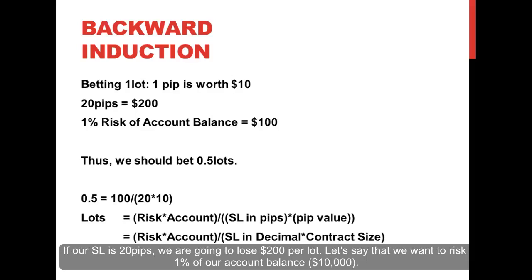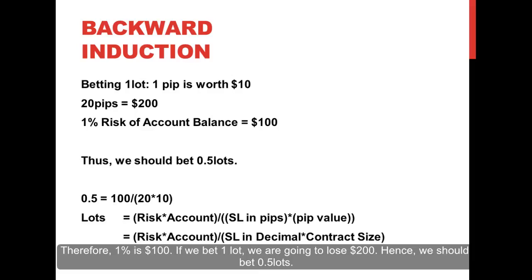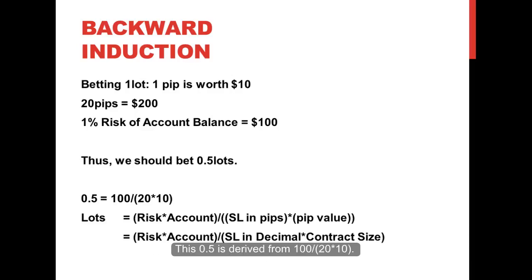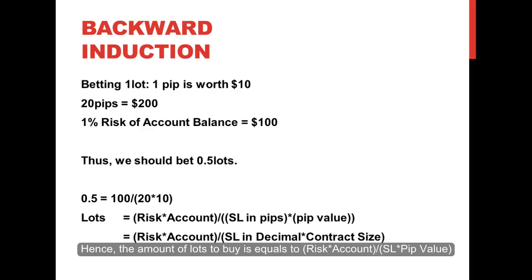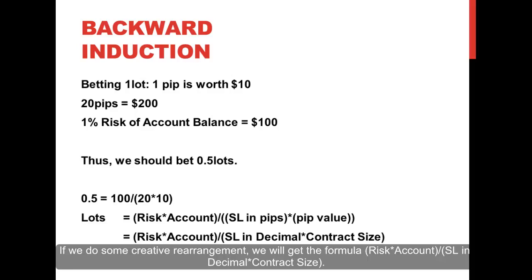Let's say that we want to risk 1% of our account balance, and our account balance is $10,000. Therefore, 1% is $100. If we bet one lot, we are going to lose $200. Hence, we should bet 0.5 lots. So this 0.5 is derived from 100 divided by 20 times 10. Hence, the amount of lots to buy is equal to risk times account balance divided by stop loss times pip value. If we do some creative rearrangement, then we will get the formula: lots equals risk times account balance divided by stop loss in decimal times contract size.